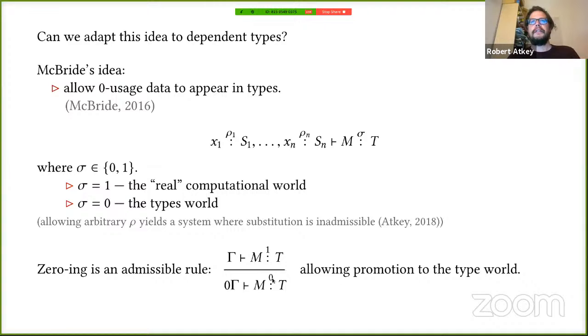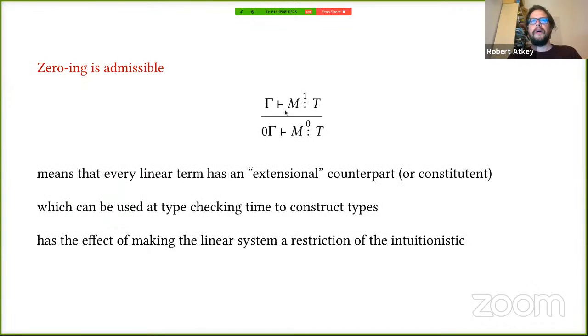So here's that rule again. If we've got any judgment which is in the real world, in this 1 world, then there's a corresponding judgment with syntactically the same term in the types world. This means that every linear term has an extensional counterpart. By extensional, I mean it just has a pure input-output meaning, as I talked about at the start, or it has a constituent extensional part. This is used at type checking time to construct types.